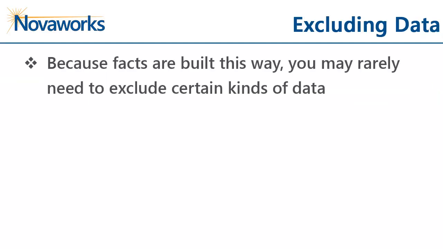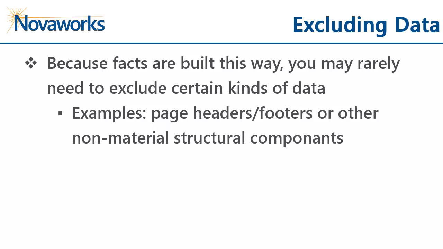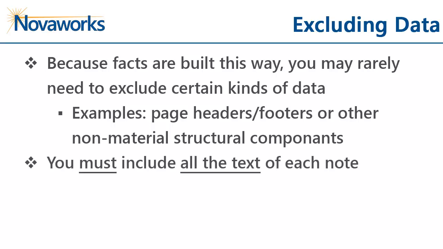Because the software builds the facts in this way, you may rarely need to exclude certain kinds of data in the HTML document from the fact. An example of data to exclude would be page headers and footers or non-material structural components like that. It's important to remember that you must tag all of the text for each note to properly disclose it and meet all the filing requirements.